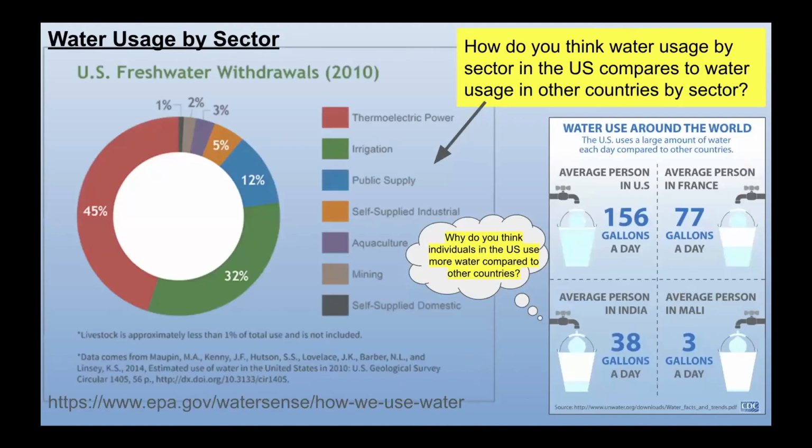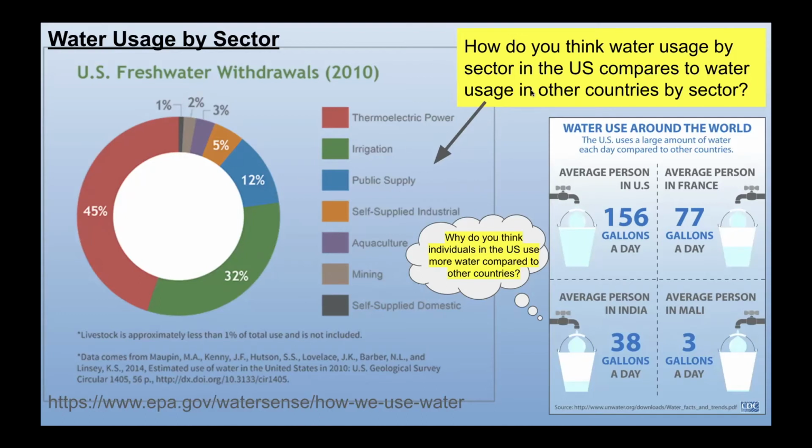Here is water usage by sector for the entire United States. So again, take a moment if you want to pause the video and make some inferences about some things you are noticing. But right away, I can see that the US is using most of its water for thermoelectric power, so as an electric power source. And then the next one is for irrigation, so things like farming and crops. And then about 12% for the power supply.